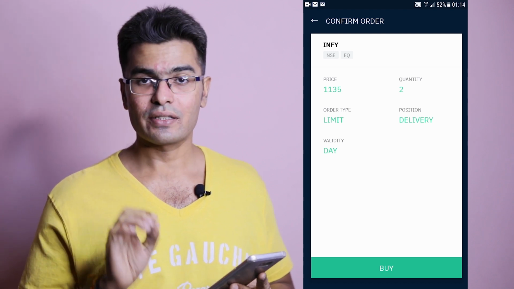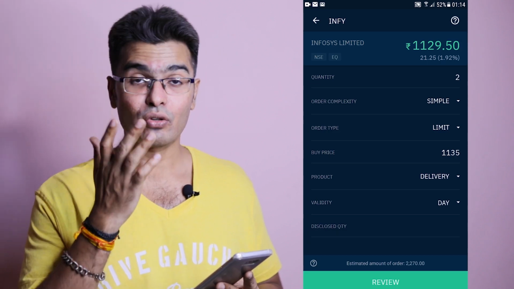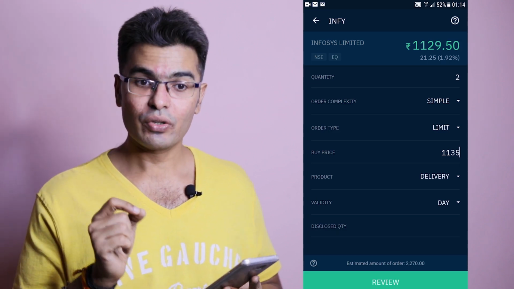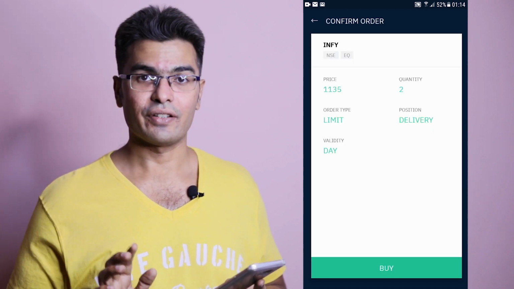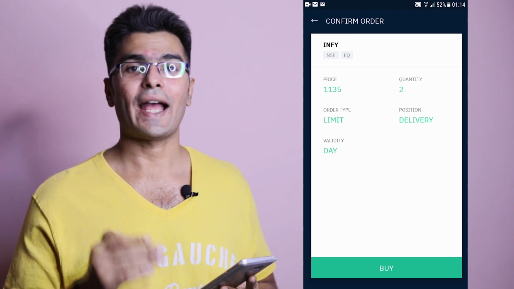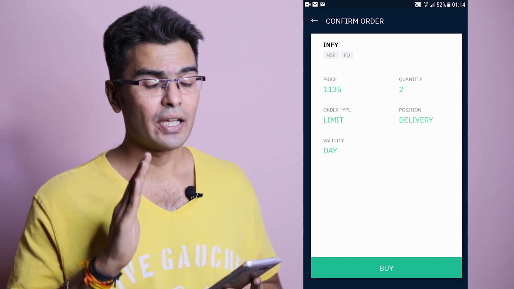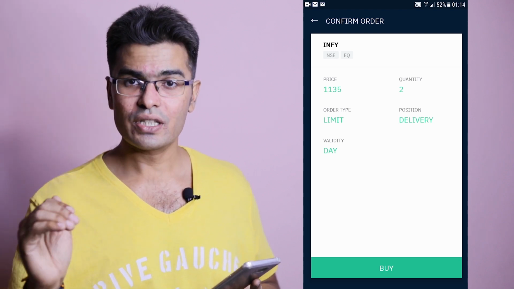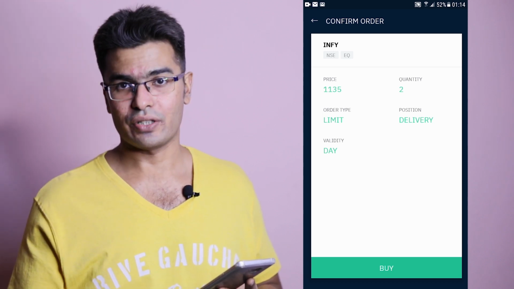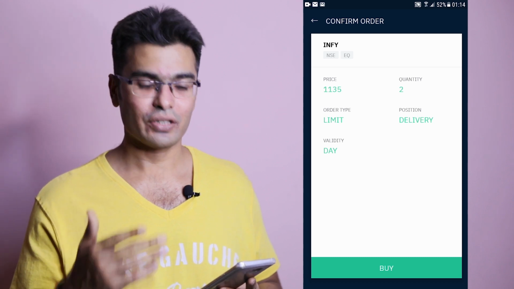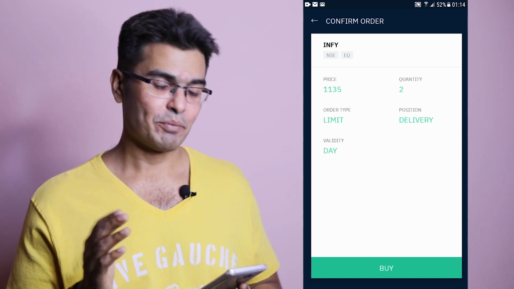Now what will happen is, since the price at this point is 1129.50, it will not get executed right now. This order will only get executed when the price reaches 1135. So this is the difference between a limit order and a market order. In case of a market order, you only need to enter the quantity. In case of a limit order, you need to enter the quantity and you need to enter the price. So if I click on the buy button, this order will go to the exchange, waiting for this particular price to come. So this was the case of buying any particular stock.